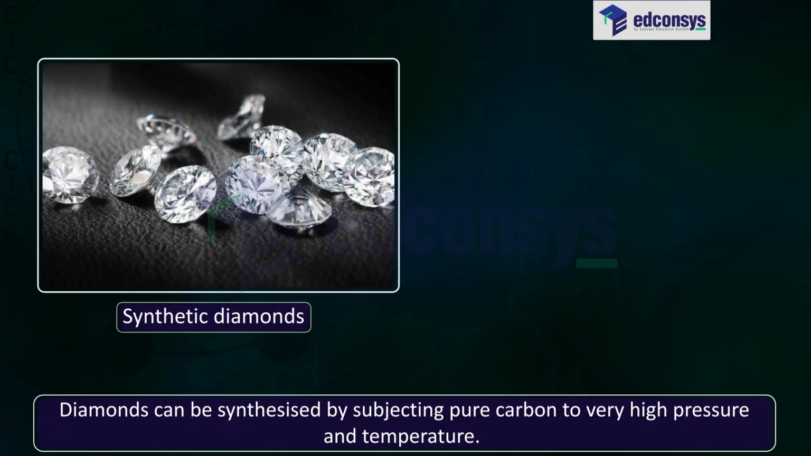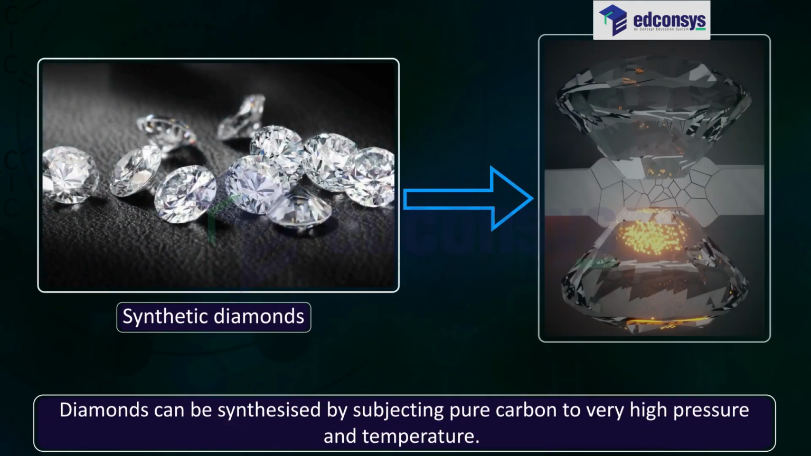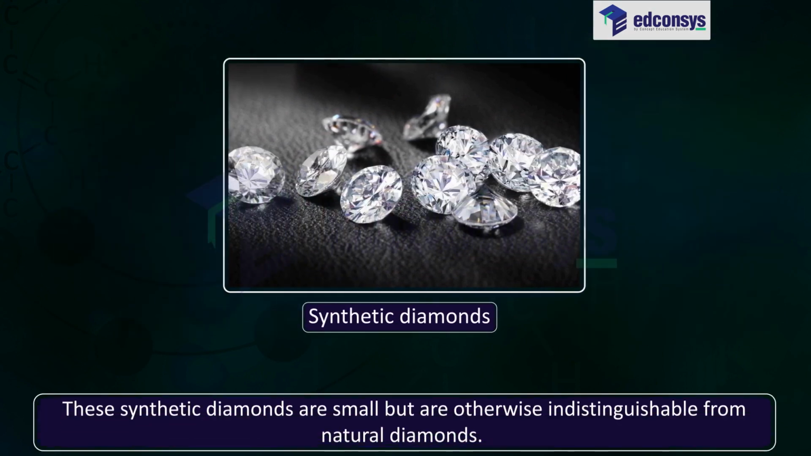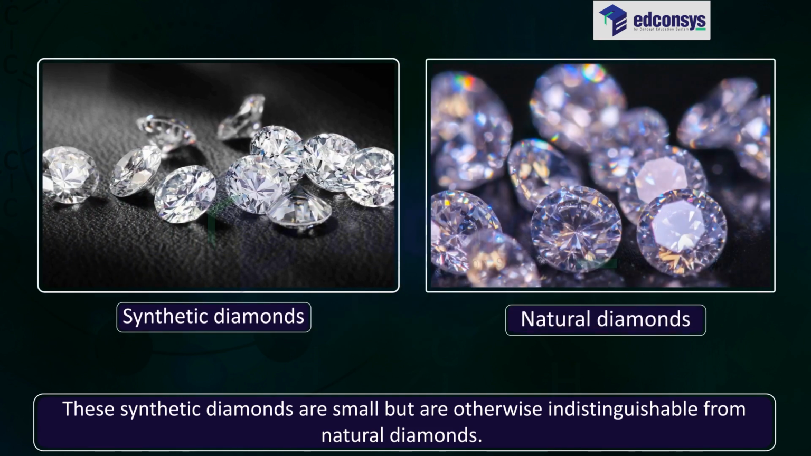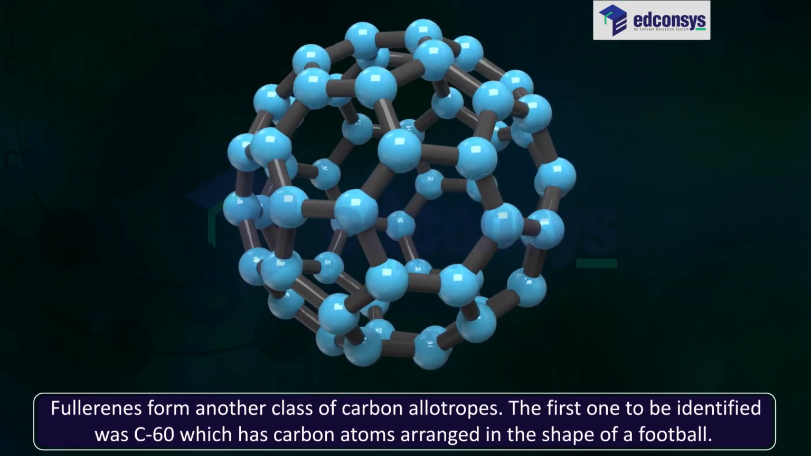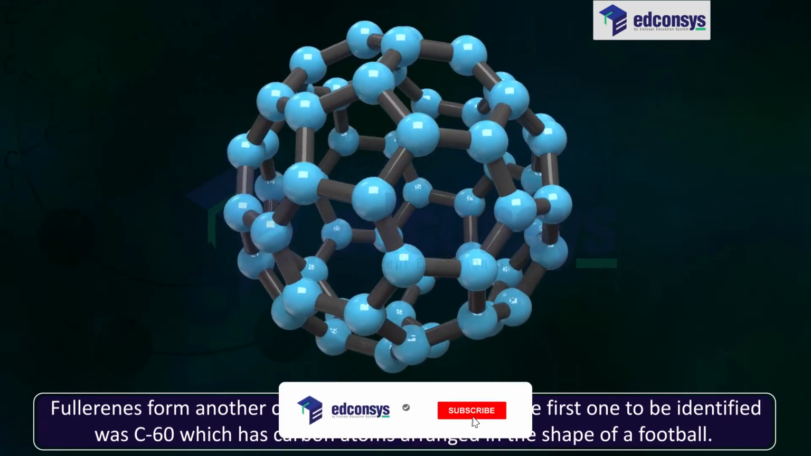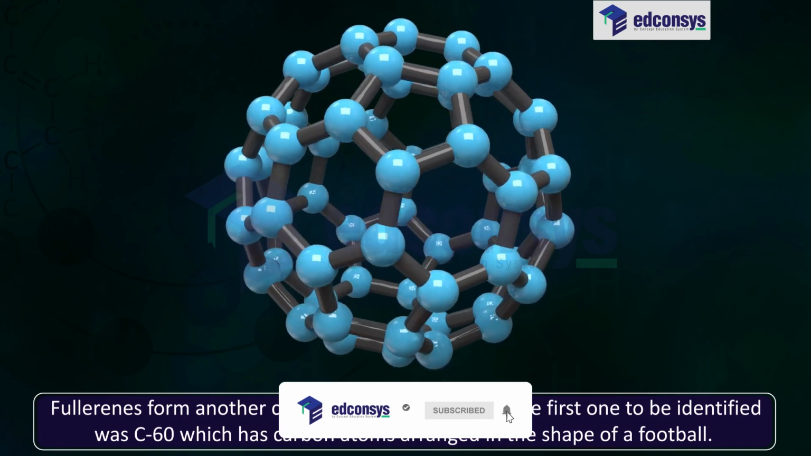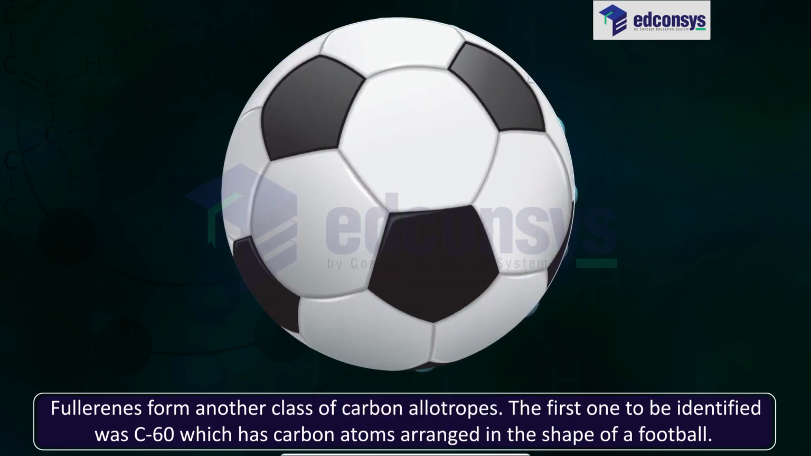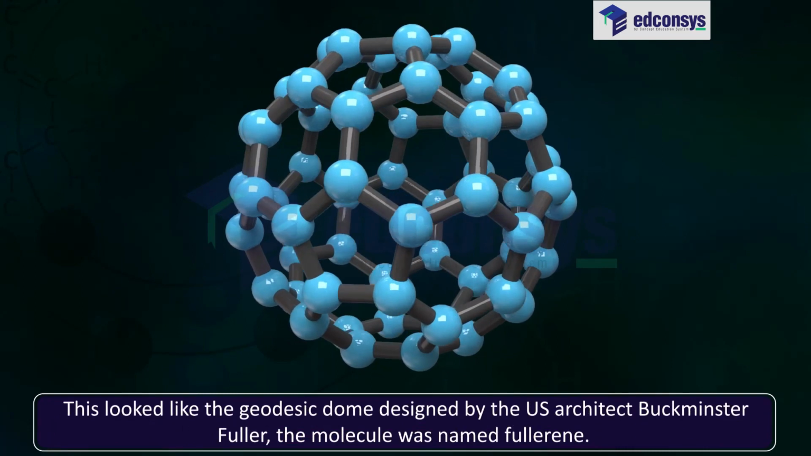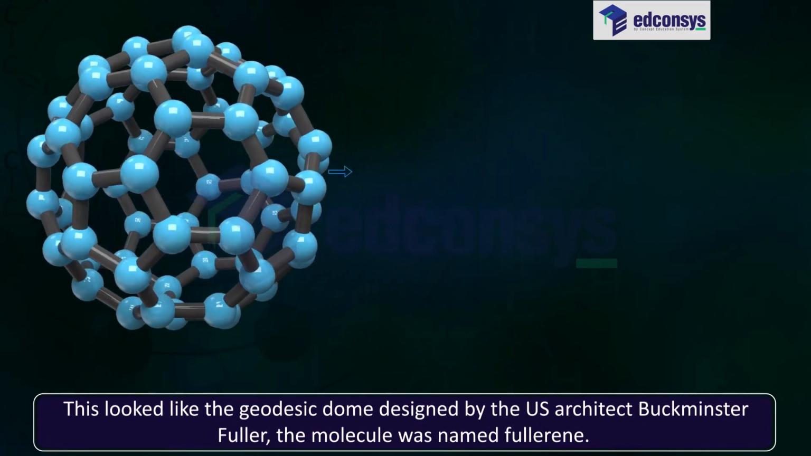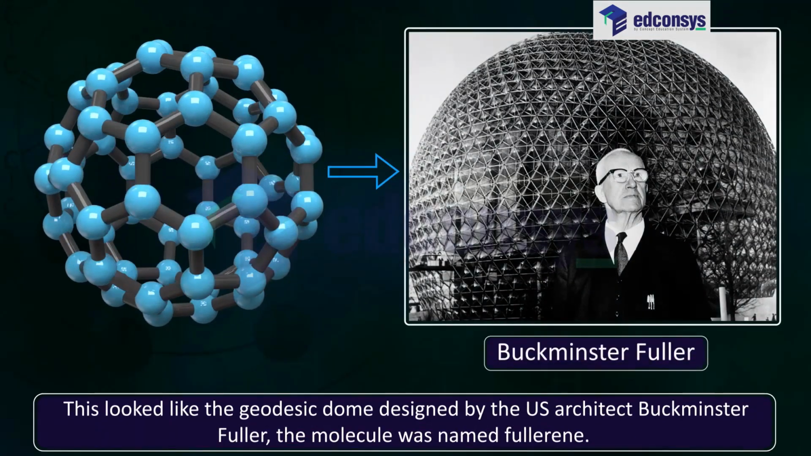Diamonds can be synthesized by subjecting pure carbon to very high pressure and temperature. These synthetic diamonds are small but are otherwise indistinguishable from natural diamonds. Fullerenes form another class of carbon allotropes. The first one to be identified was C60, which has carbon atoms arranged in a shape of a football. This looked like a geodesic dome designed by the US architect Buckminster Fuller. The molecule was named fullerene.